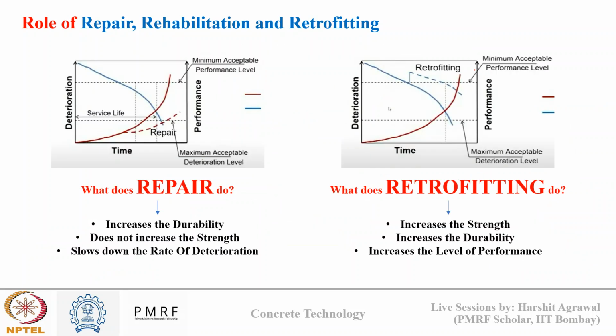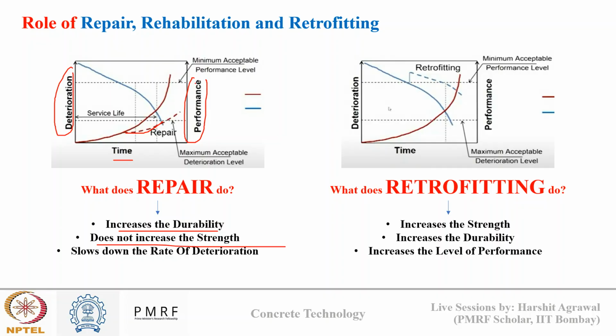So repair and retrofitting we can understand from these two figures also. If we keep deterioration and performance on the y-axis, you can see on the left side there is deterioration, on the right side there is performance. Okay, and we keep time on the x-axis. So what does repair do? It increases the durability of the structure. You can see here it is increasing the durability of the structure, but it does not affect the strength or any change in functionality in the structure.